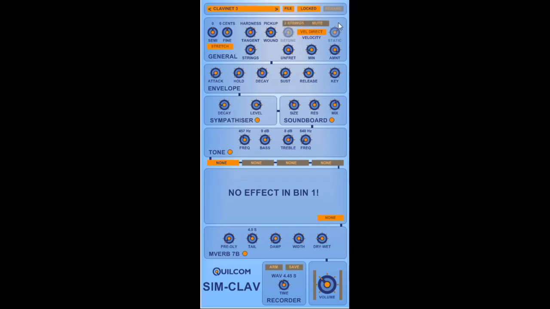Something that the old clavichords did not have was a mute lever, which Hohner introduced with their clavinet, the electric version. So this is the effect of the mute. It's not actually turning the voice off, it's deadening it. And if you like the mute sound, the timbre of it, you can still turn up the decay to get a longer decay. So that's the mute button.